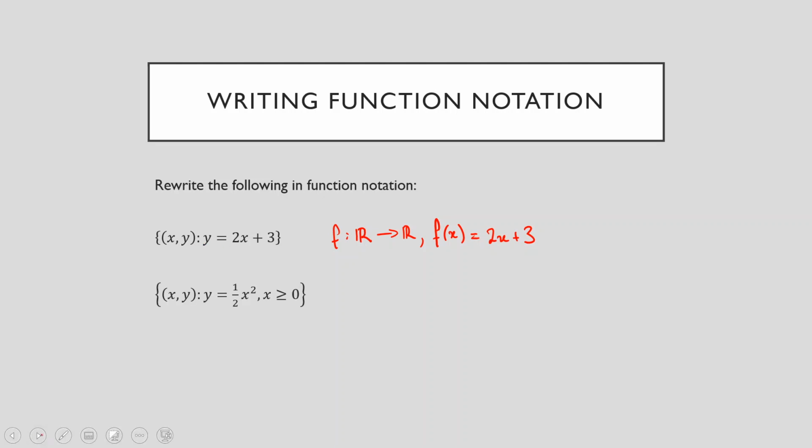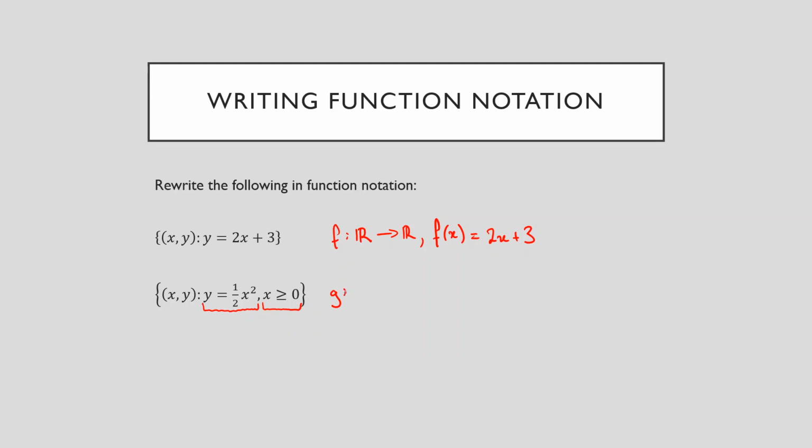All right, next example. So we've got this rule here, y equals half x squared. And this part here tells us what the domain of this relation is going to be. In this case, the domain is the numbers from 0 up to positive infinity, or the non-negative real numbers, I guess you could call that. So let's have a go at writing this. Let's give it a name. We'll call it g.